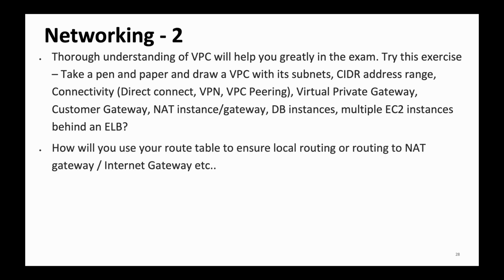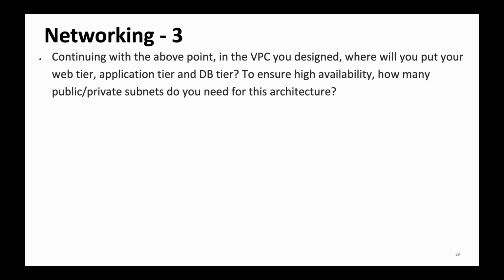And how will you use your route table to ensure local routing or routing to NAT gateway, internet gateway, etc. So have some idea about that. And when you design that VPC, where will you put your VIP tier, application tier and DB tier? To ensure high availability, how many public and private subnets do you need for this architecture? So just try to draw it.